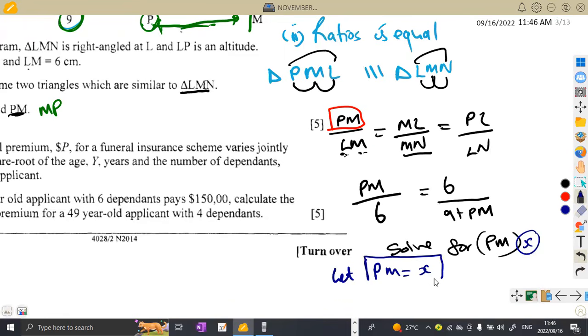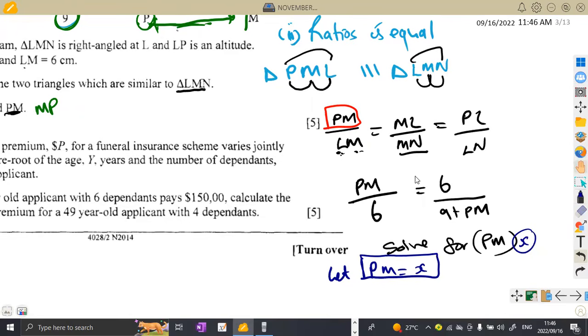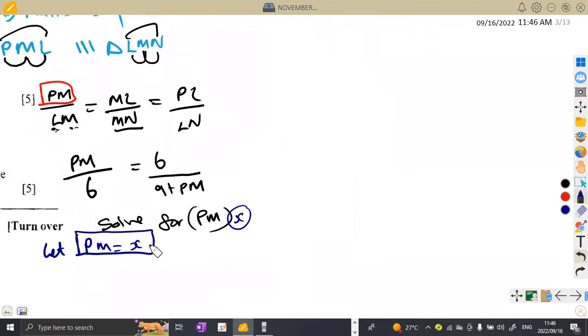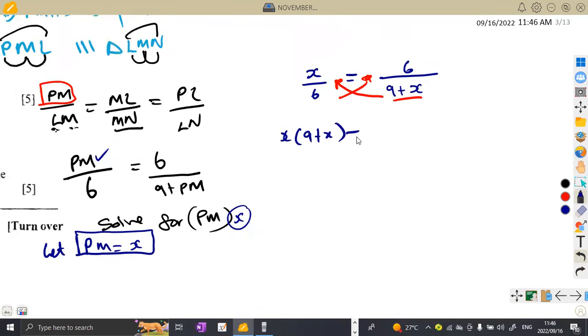So if PM is equal to X, this is just a format, guys, but you can use PM as it is. If I let PM be equal to X, I'm going to have X over 6, which is equal to 6 over 9 plus X. In place of PM, I'm substituting X. So how do I solve this? I can cross multiply. X is going to multiply 9 plus X, so it's X into 9 plus X, which is equivalent to 6 times 6, that is 36. Let's multiply 9 times X, that is 9X.